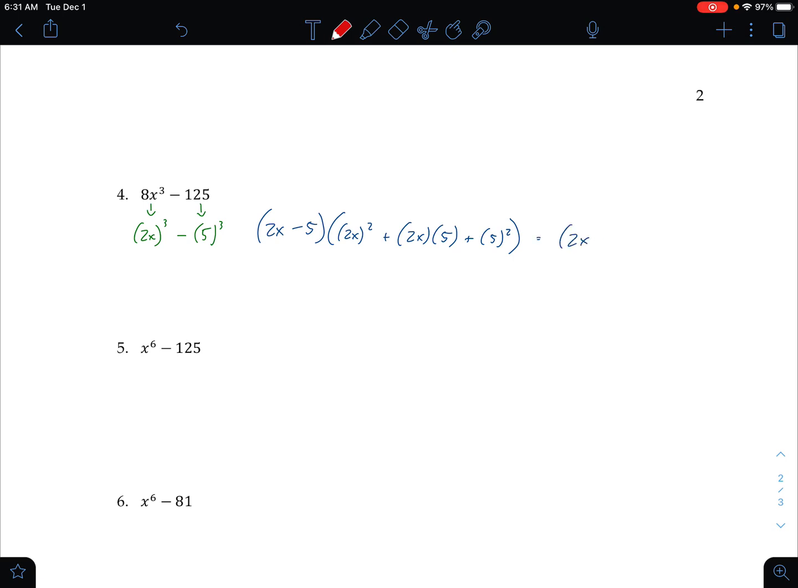Here we go, we simplify. 2x minus 5, 4x squared plus 10x plus 25. If you wanted to try and factor this, you could, but 4 times 25, because we're doing A times C, there are no two numbers that multiply to 100 that add to 10. You're never going to find one. That is prime. Those two factors are prime.